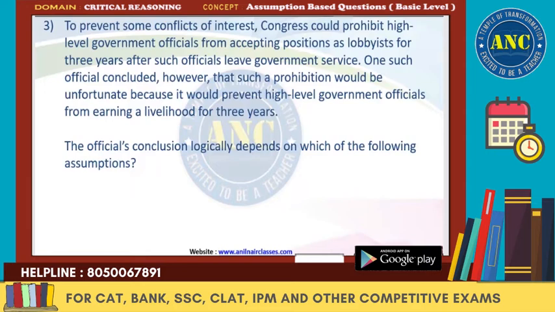So what does the official argue? The official argues that prohibiting high-level government officials from accepting positions as lobbyists for 3 years would prevent the officials from earning a livelihood for that period. And the reasoning tacitly excludes the possibility of such officials earning a living through work other than lobbying.